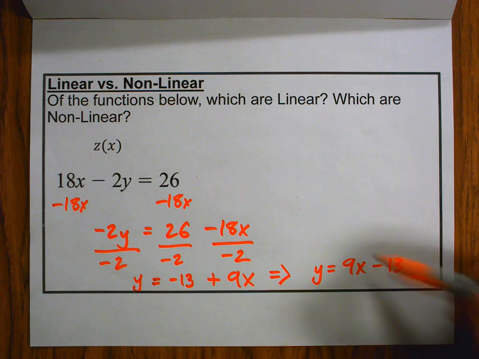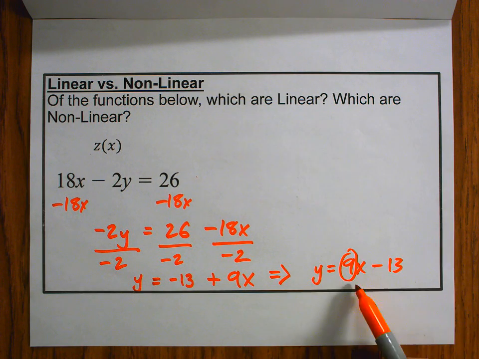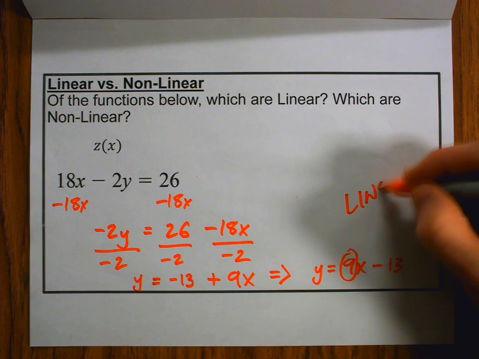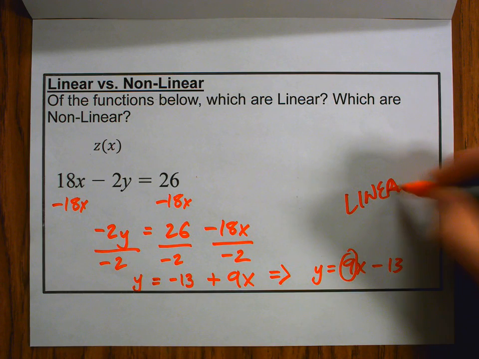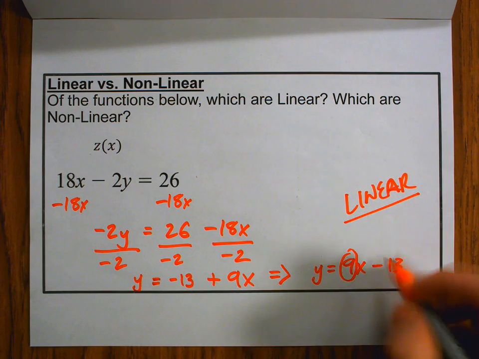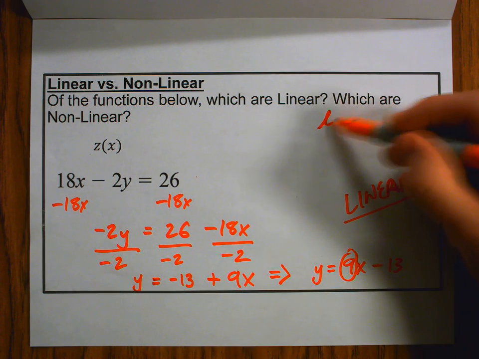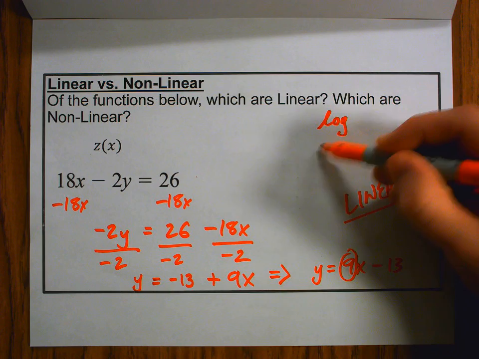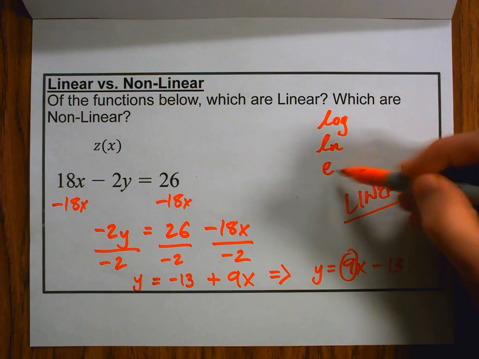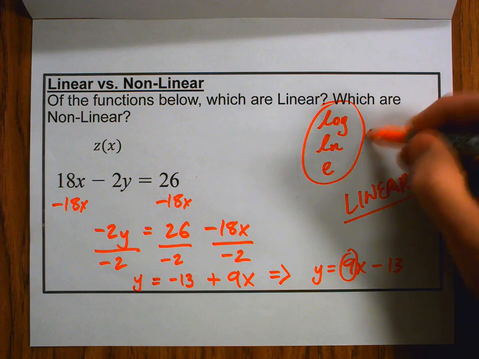Notice this is a number next to x, 9x. This means it is linear. If this x had a squared on it, or you saw log, natural log, exponential, anything crazy like this, it would be nonlinear.